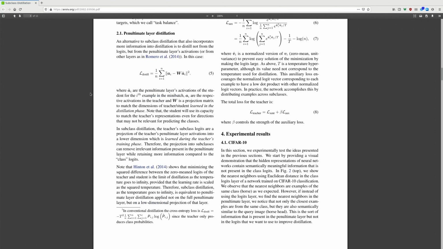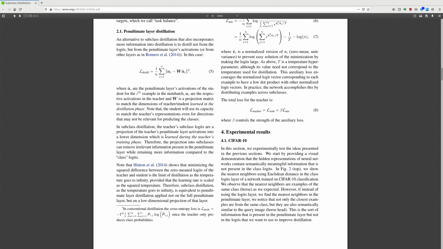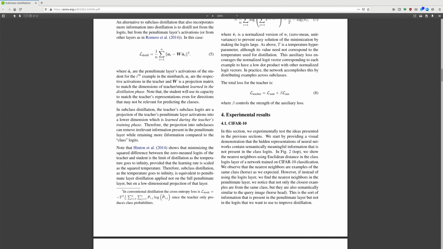Penultimate layer distillation. An alternative to subclass distillation that also incorporates more information into the distillation is to distill not from the logits, but from the penultimate layer activations, or from other layers, as in Romero 2014. In this case, of course, with the penultimate layer, the student is limited in the distillation phase. Now the student uses capacity. In the subclass distillation, the subclass logits are a prediction of the teacher's penultimate layer activations in a lower dimension, which is learned during the teacher's training phase.